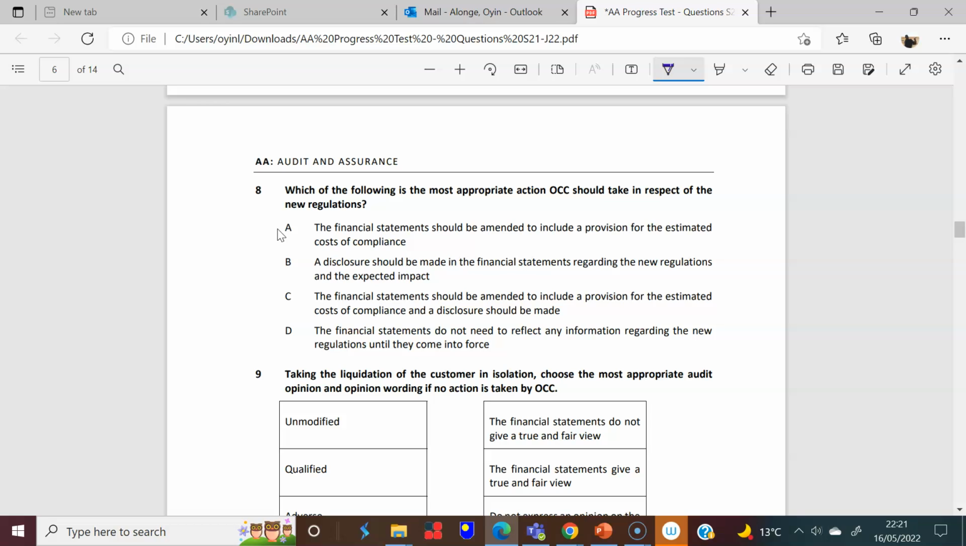Right, and then with regards to the new regulation, this is what they're asking here. Well, we need to disclose, we need to let people know what's happening. And so it says the financial statements should be amended. No, we're not amending. Financial statements in terms of a provision, so we're not doing that. It does need to show. So it's about a disclosure that needs to be made about the impact of this event. It is a non-adjusting event, and so therefore a disclosure is required.